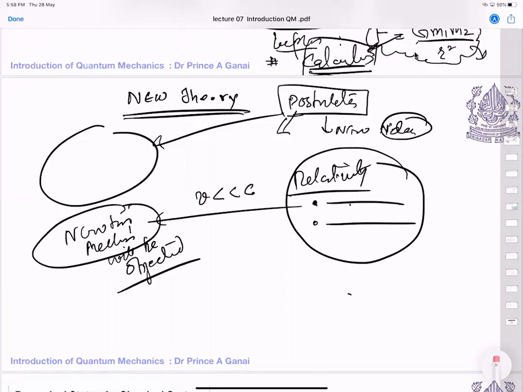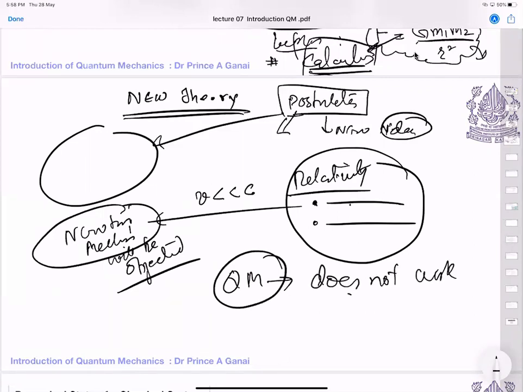But this is not the way quantum theory works. Most of the time, theories work that way only. You have new postulates, new ideas, then the old existing theories come as limiting cases out of the new theory. But quantum mechanics does not work that way.